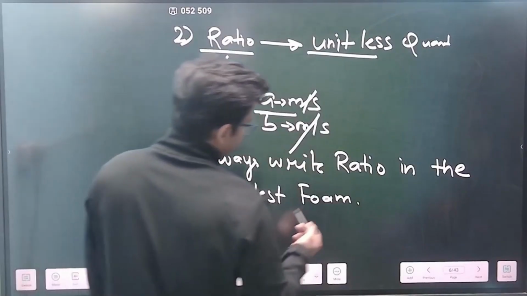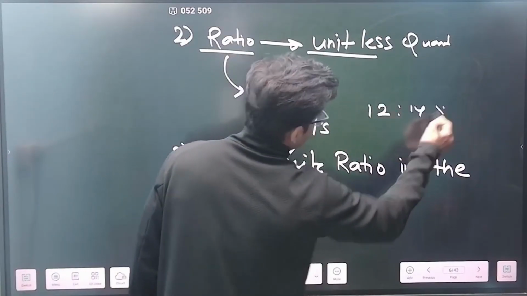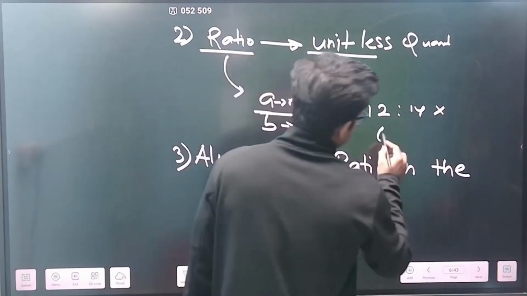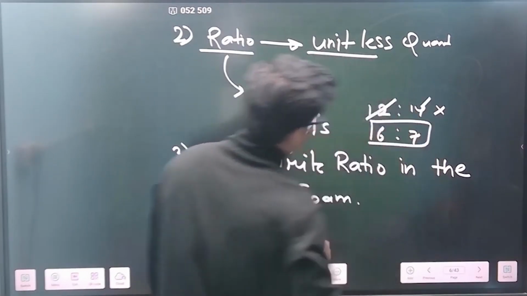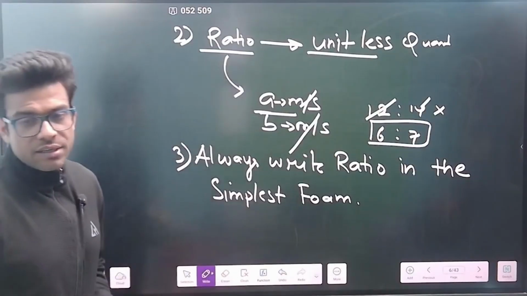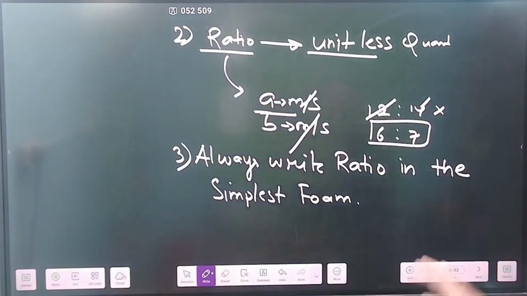You cannot write ratio 12 is to 14. This is wrong. The ratio should be 6 is to 7. This is the simplest form. So these are some of the basic understanding about the ratios. I hope you guys are getting it.